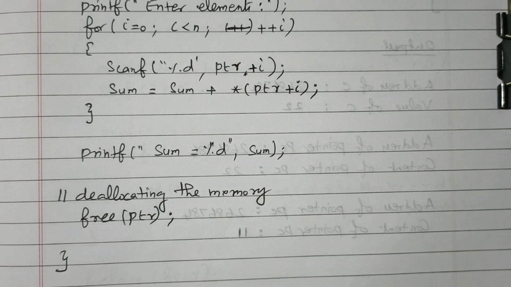So in this video we discussed dynamic memory allocation, allocating the memory during the running time. There are 4 functions available. We discussed the 4 functions. Then we discussed one example program: sum of n numbers using dynamic memory allocation.